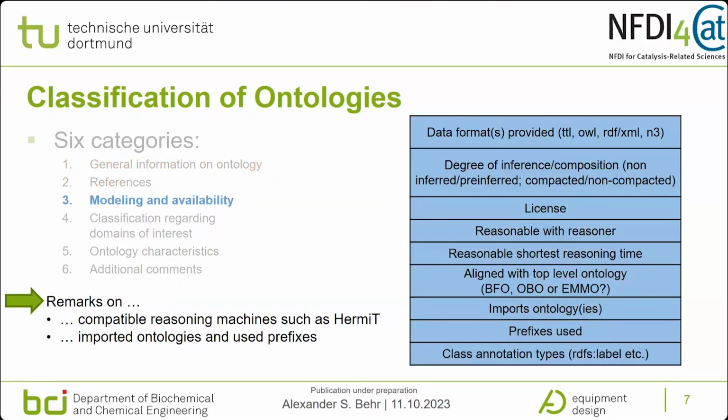Next would be the step of modeling and availability. Here we listed, among others, the data formats that were provided, because for some Python packages, for example, it's important to have the ontology present as an OWL file rather than an N3 file. Otherwise, the Python module would simply not be able to load the ontology or to work with the ontology. Then some remarks on the license, for example, or which reasoner was working. Here we only tested Fact++ and Hermit. Because of reasons, basically, we were a bit too lazy to click through all the reasoners available to us in Protégé, so we just tested those 2 and noted the shortest reasoning time.